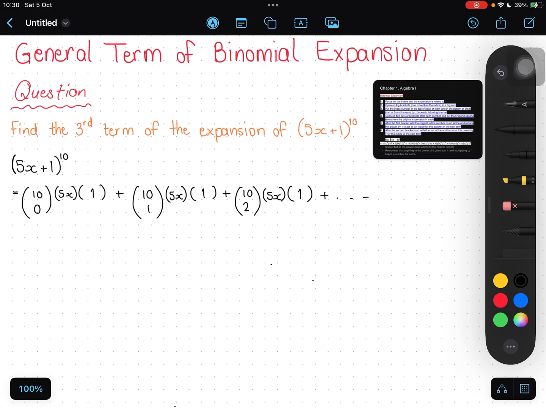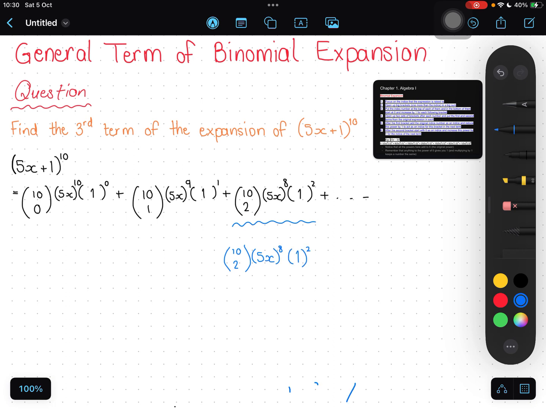Now we're going to go through this and start adding indices. So we are starting at the number 10 after the 5x, down to 9, down to 8. And then after the 1, I'm starting at 0 and working my way up to the number 10. So from this here, I can see my third term. I can see what that expansion is going to be, so I don't need to continue this. My third term is 10 choose 2, by 5x to the power of 8 times 1 squared.